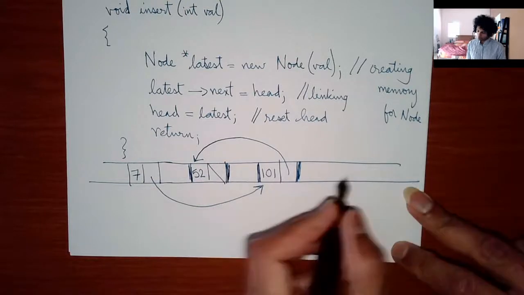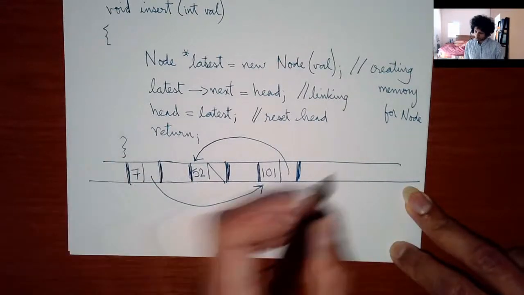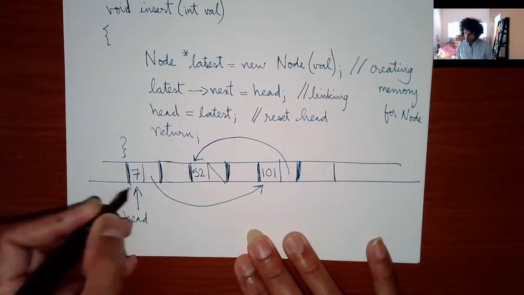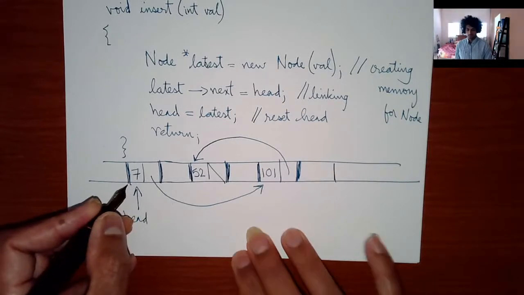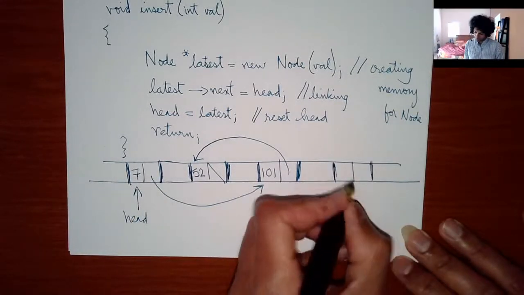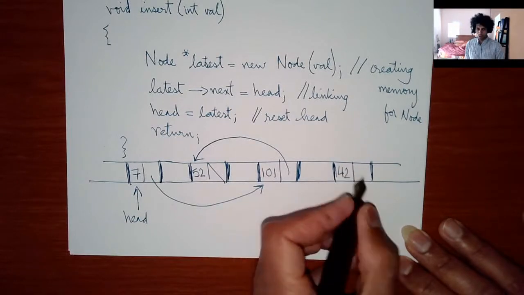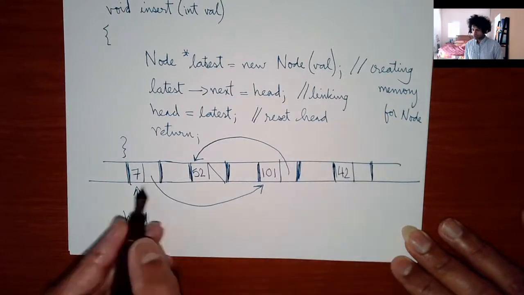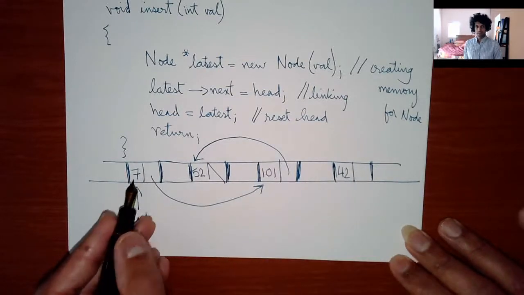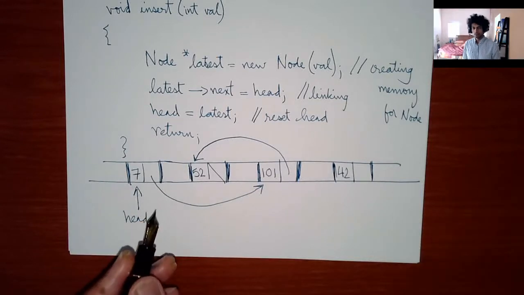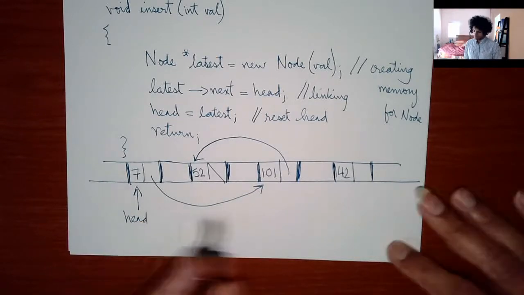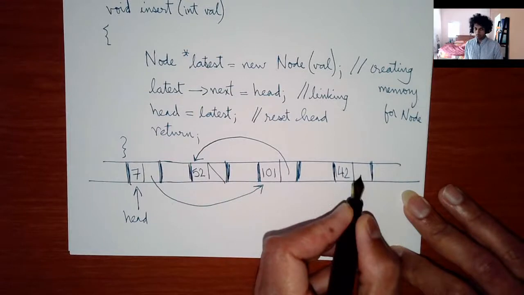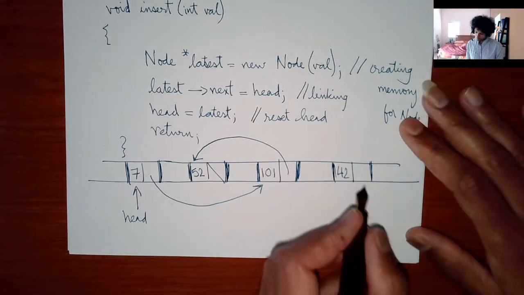Now finally we're going to do our last linking step. At this stage, head is storing this address. Now you created your new node with 42, and remember, initially it was null. That's just how it's created. But now you need to link this to that. What is the address of where 7 is? That address is stored in head. So when you do latest arrow next is head, you end up with the address of 7 over here. And so you get that.